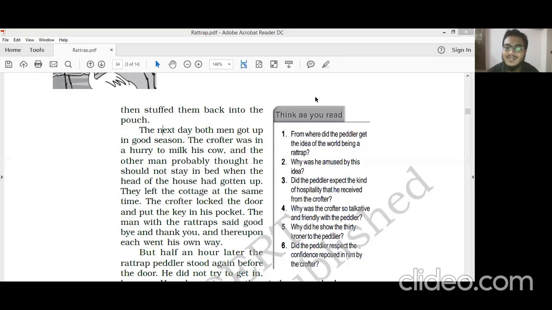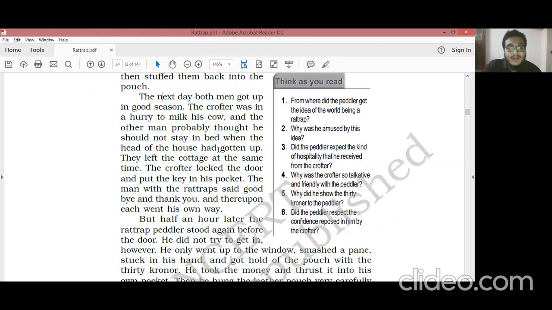Who is the guest here? The vagabond, the tramp, the peddler, the rat-trap seller, whatever name we can give this man. He is sleeping here, but we cannot feel comfortable sleeping at that time. So similarly, what happened here?